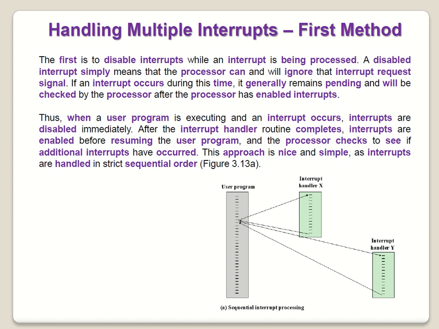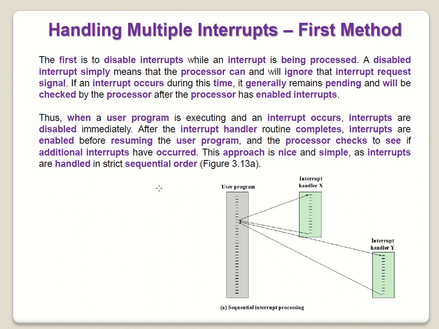The first method is a very simple method: disable the interrupt. Not totally. When the CPU is handling or executing the interrupt handler, during this time, interrupts are disabled. When the CPU is executing the user program, interrupts are enabled. Let's assume here there is a user program, an interrupt handler X and another one Y.